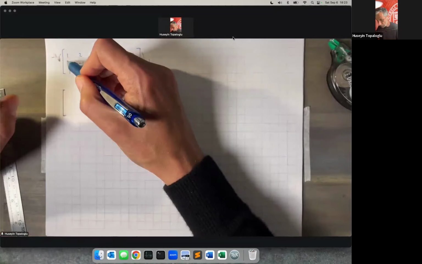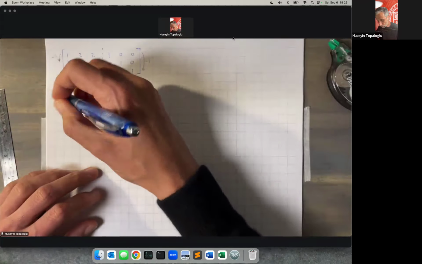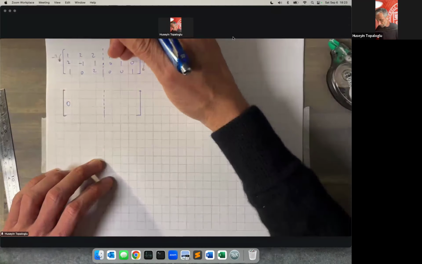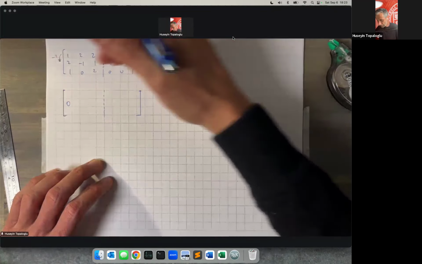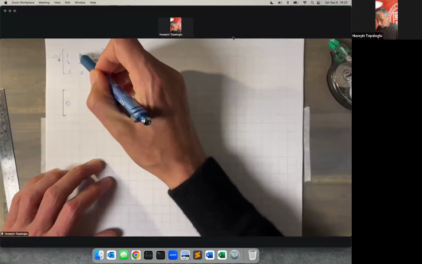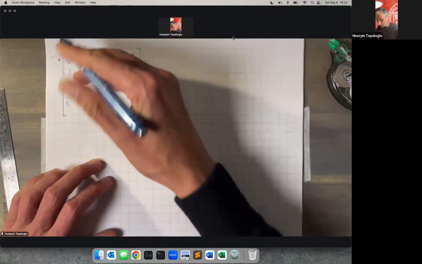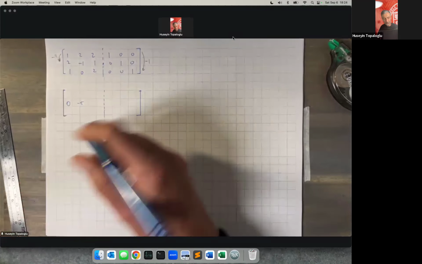One times negative 2 is negative 2 plus another 2. That's a 0. That's what I wanted anyway. 2 times negative 2, so you're going to multiply the whole row by negative 2 and add it to the second row. 2 times negative 2 is negative 4 plus another negative 1. That is going to give us minus 5.